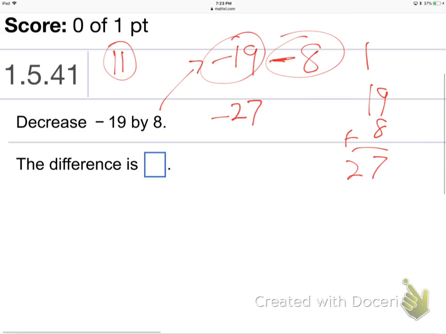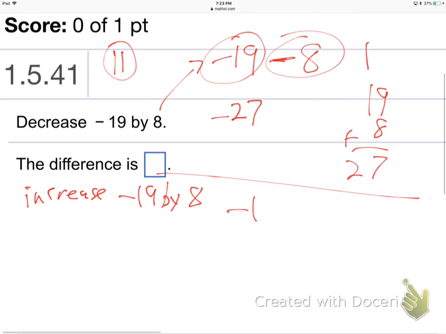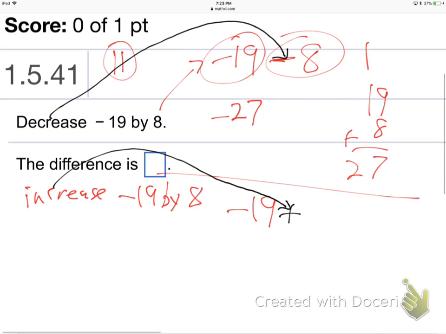So let's say, like, increase, decrease, if we put increase minus 19 by 8. If there's an increase, that'd be a plus. Yeah, let's do that one. Let's just write it down here. What if they said increase minus 19 by 8, instead of decrease? They would take the minus 19, and then what do you do for increase? Plus. Remember, the word decrease becomes the negative. The word increase becomes the positive.